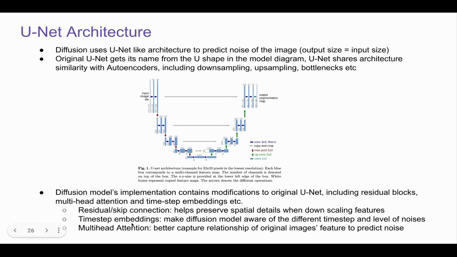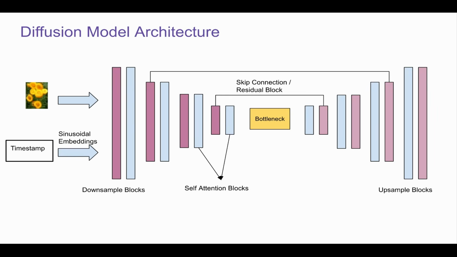Multi-head attention better captures the relationship of original image features to predict noise better. This is a simplified version of diffusion model's UNet. The input is a noisy image and a time step. In this case, it's sinusoidal embeddings. It's very similar to what Transformer does.